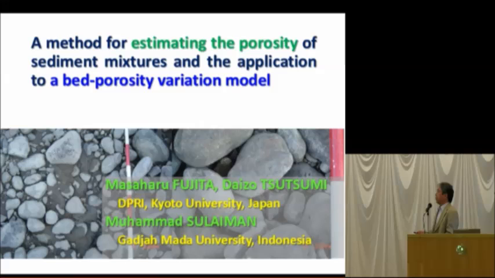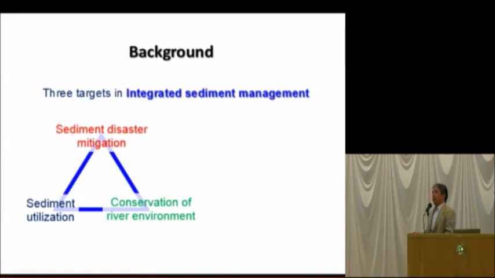First of all, I'd like to talk about the background of my research. In Japan, the government is trying to promote integrated sediment management for many rivers. And there are three targets in this management. The first one is sediment disaster mitigation. The second one is sediment utilization. And also, a very important target is the conservation of the river environment.